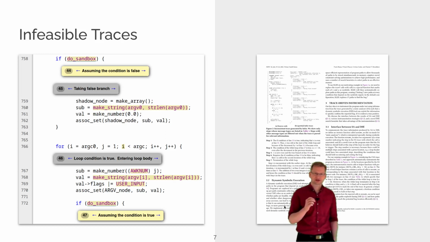Unfortunately, sometimes such traces cannot be followed as they are infeasible. We give an example for an infeasible trace from Infer, another static analyzer, in the paper, but you can see here on the left side that the Clang static analyzer sometimes gets confused as well. Do sandbox at the top has to be false, whereas a few steps further down at the bottom it has to be true. This is a contradiction as that variable is not changed in between.